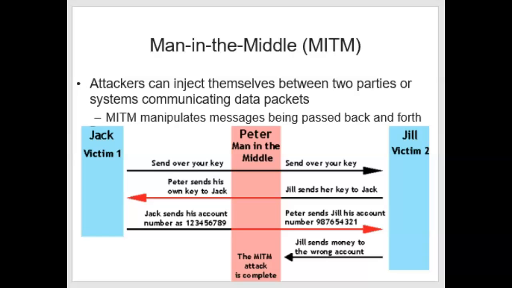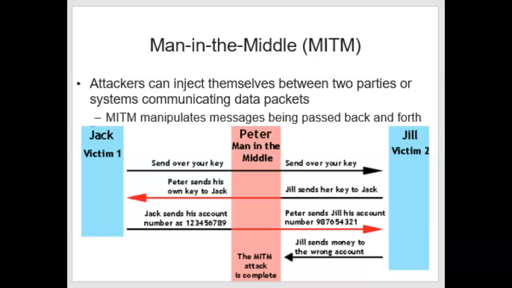But Peter gets in the middle because he's been sniffing, and now he's watching, and he grabs the packet and injects his code. So Peter sends his own key back to Jack instead of getting Jill's key, right? Jill was trying to send her key back, but Peter gets in the middle, grabs the packet, changes it to his key, and now it's really Jack and Peter having a conversation when Jack thinks it's with Jill.